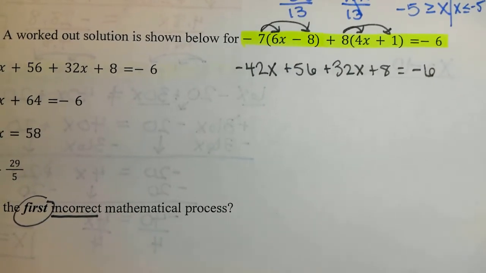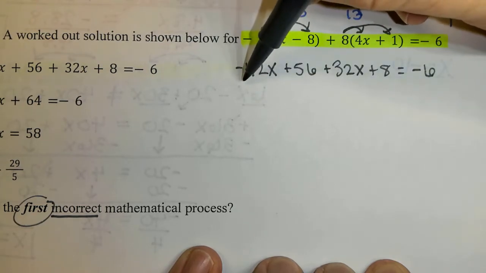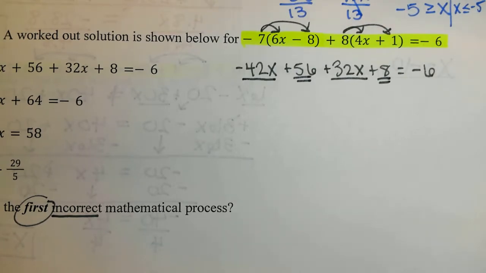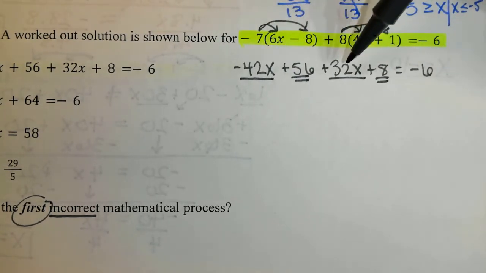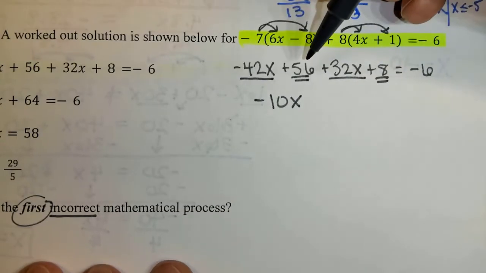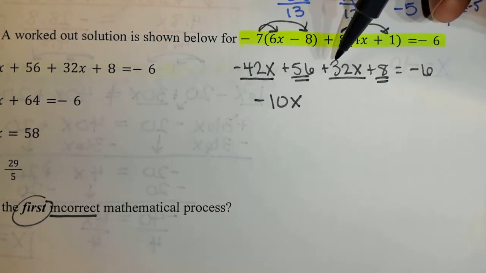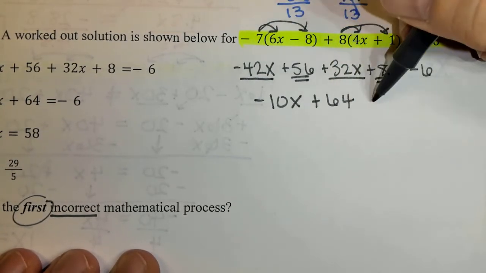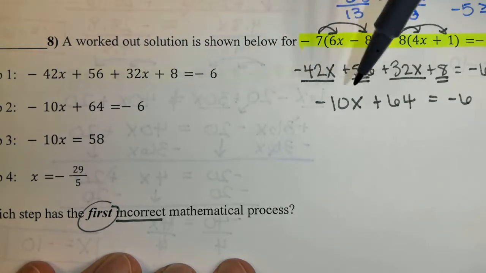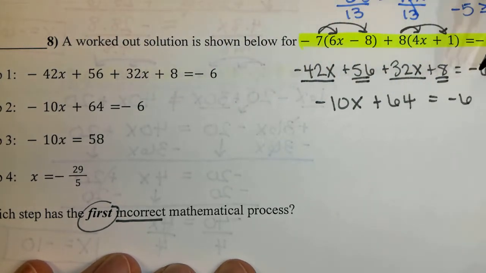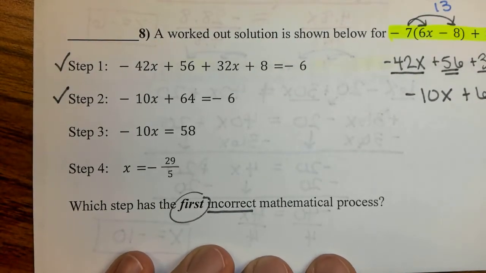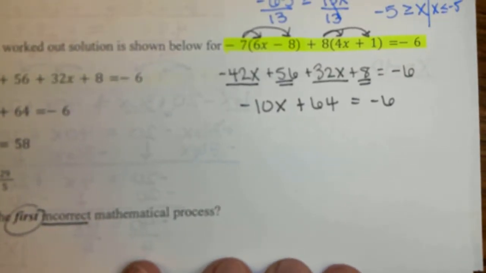So now I'm going to keep going. My next step is I would combine like terms. So I have 2 x's and I have 2 numbers. So I'm going to do negative 42x plus 32x. You get negative 10x. And then 56 plus 8 is 64 equals negative 6. Okay, now let's check. We have negative 10x plus 64 equals negative 6. Unless I've made a mistake, they have not made one yet. So that one's good. All right, I'm going to do the next one.